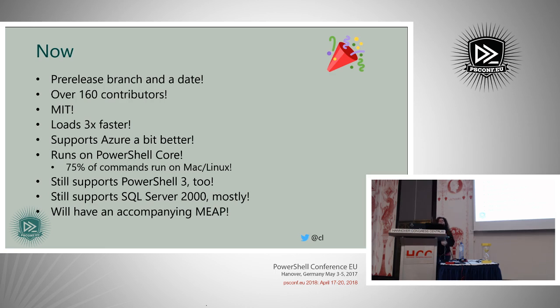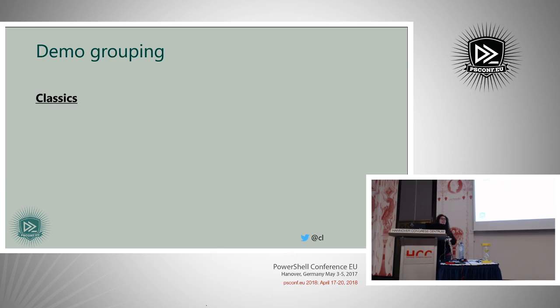And dbatools 1.0 is actually going to have an accompanying meet, which is the Manning Early Access Program. So Rob Sewell and I are creating the book dbatools in a month of lunches, which is so awesome because that's the same publishing company that made PowerShell in a month of lunches and the same company that made my favorite book in the world, PowerShell in Action. So we're super excited. This is going to be out in July, and the final book will probably be sometime early next year.